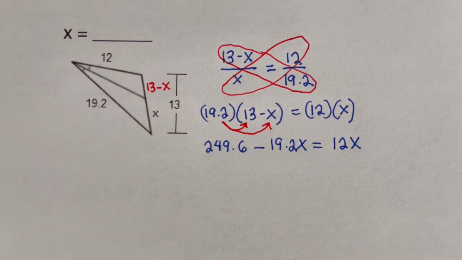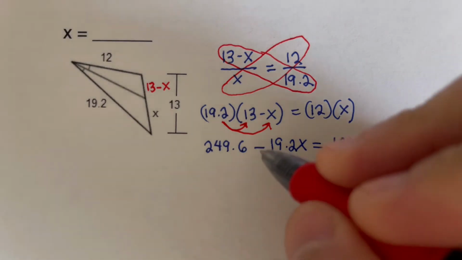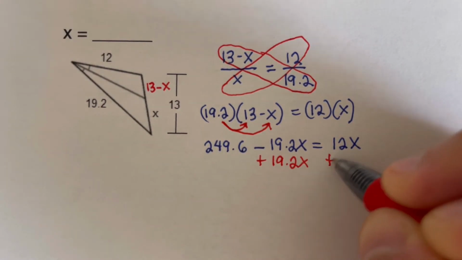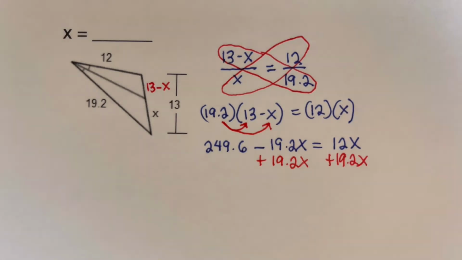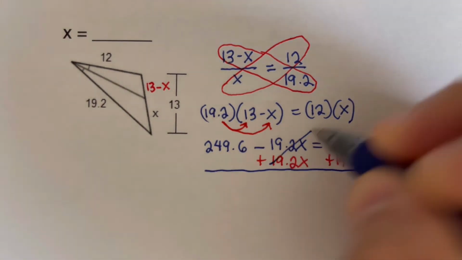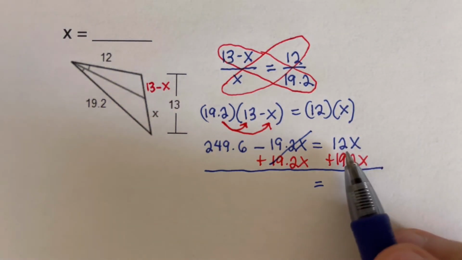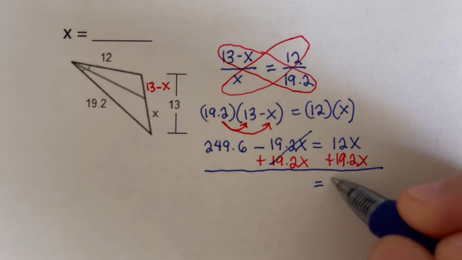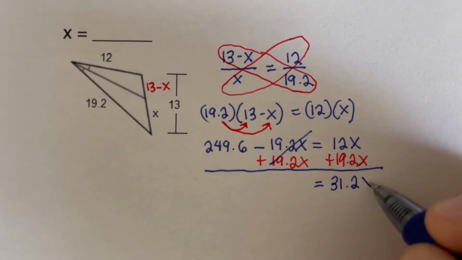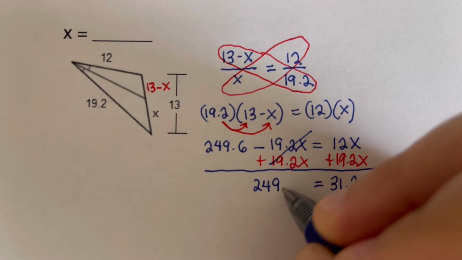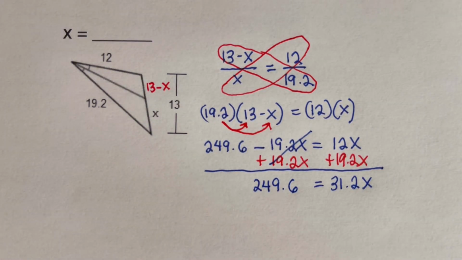So we want to solve for x here, so we add 19.2x to both sides, so that we can cross the 19.2x out on this side of the equation. So 12x plus 19.2x is 31.2x, and we are left with 249.6 on this side right here.